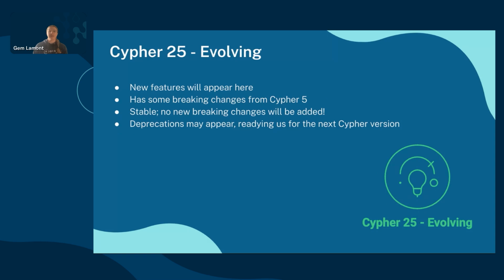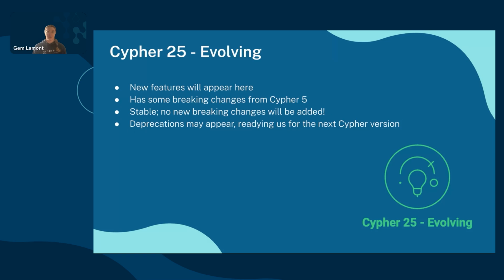Our other version is Cypher 25. Cypher 25 is our evolving version, and this is where all of our new features will come in. Every month we release a new version of the database, and Cypher is wrapped in there with new features. At the point of release, this is where we had all of our breaking changes between Cypher 5 and Cypher 25, and I highly recommend that if you're updating to Cypher 25, you look at our documentation to see what those breaking changes were. However, since that release date, there will be no more breaking changes within Cypher 25.